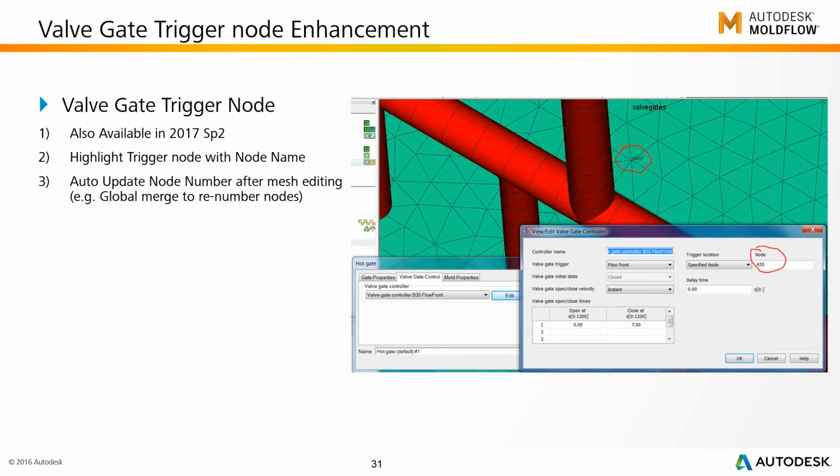Now we have changed this quite a bit. If the renumbering happens, this node over here will now become, let's say, 722, and then in the valve gate controller we will now call that number 722. So the consistency will be preserved. This is another thing that has been requested very often, and it was actually very high on the Idea Station as well.